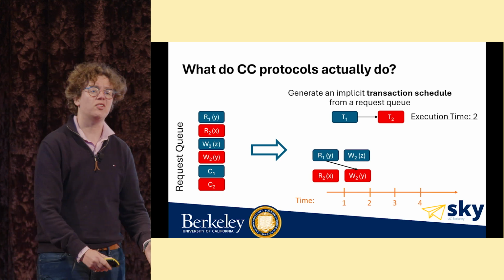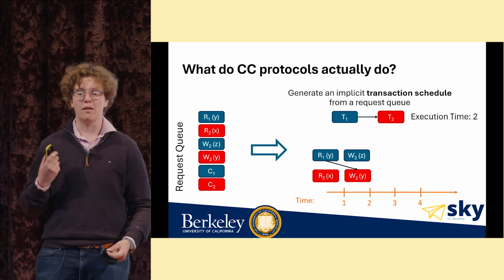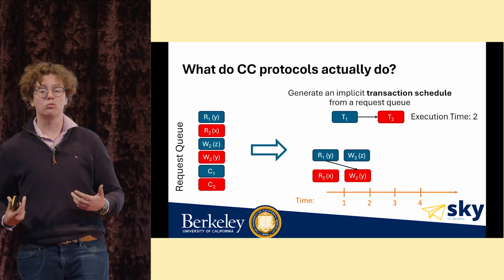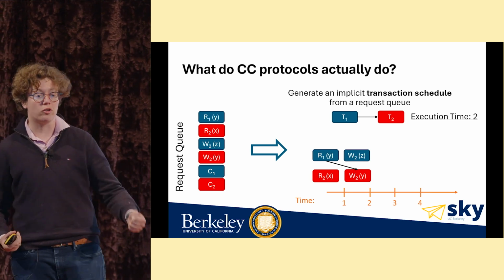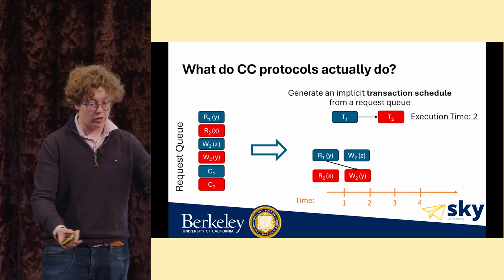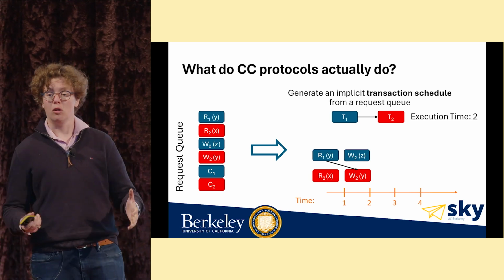Now this is all pretty basic, and I know you all know this. The reason I'm emphasizing it is because I want you to start thinking about the role of concurrency control, which is just to find a transaction schedule based on the request queue that you get. That's the fundamental role of it.